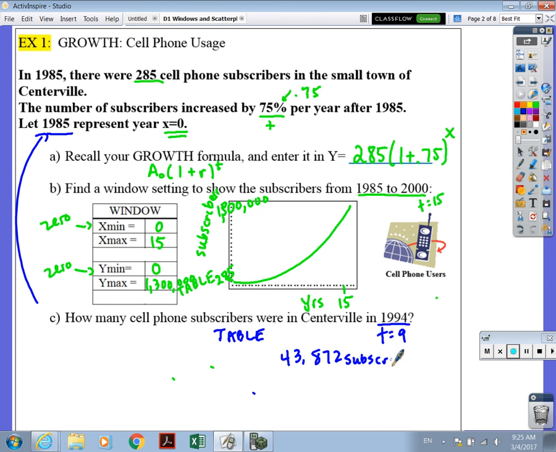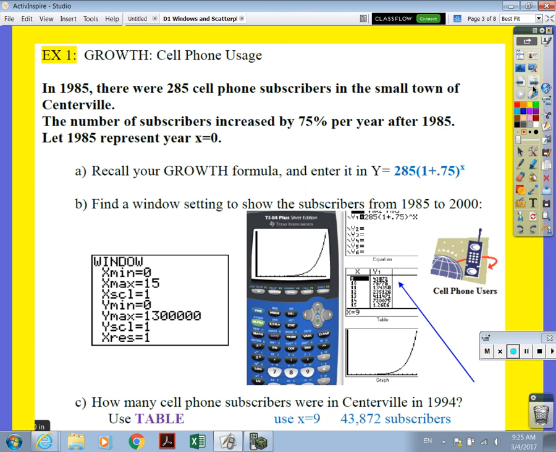subscribers. So we've used a couple things here, and I want to go over them. In general, this is going to be all your screenshots. We had to enter an equation into y equals. By looking at the table, we came up with values that would help us to come up with a window setting. In the window, we saw this as our picture, and then we used that information. And we chose, again, year 9 in the table, this guy right here, because 1994 is 9 years after 1985.